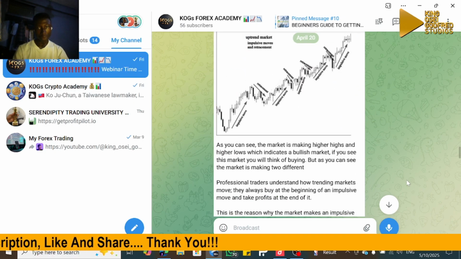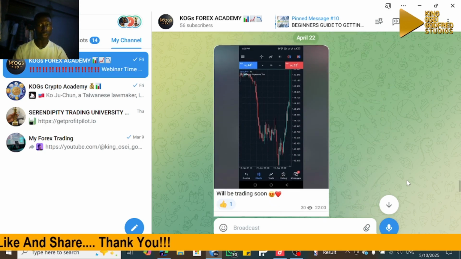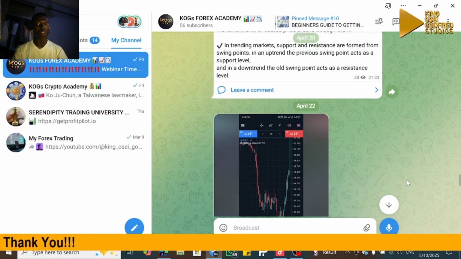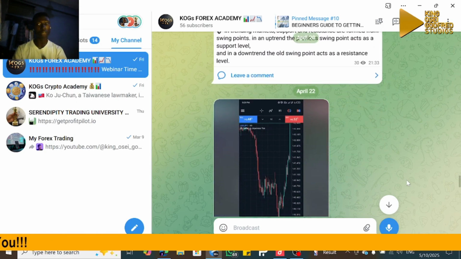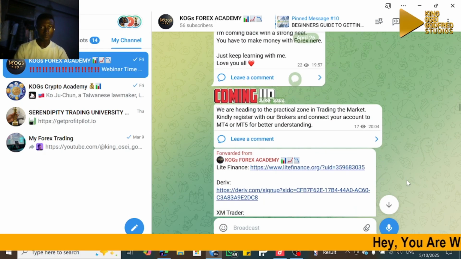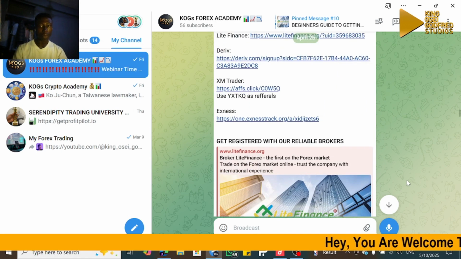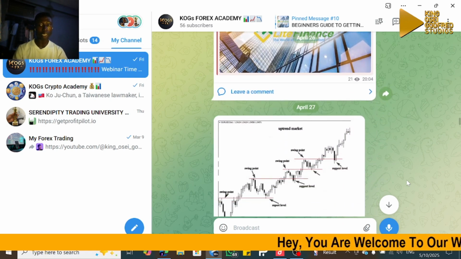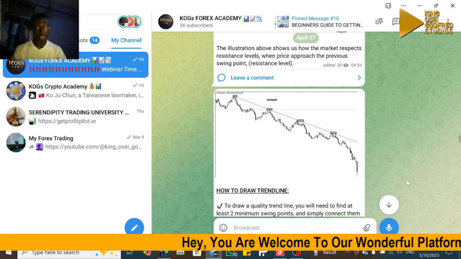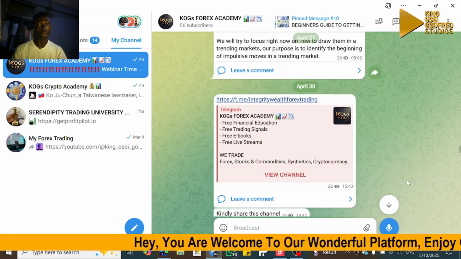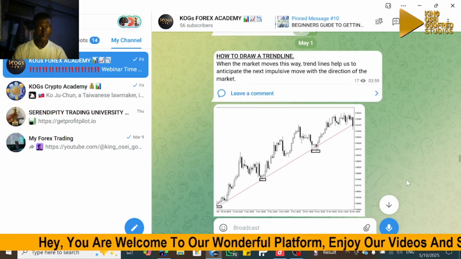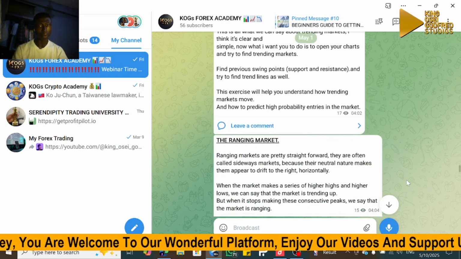And then we have the downtrend, where you also see the impulsive moves and the retracement moves. Afterwards, we moved to trading support and resistance, and I told you the significance and importance of trading supports and resistance. After then, we came to the ranging market, the swing market. So you got to know the swings and how to draw trend lines, and then we moved to the ranging market.